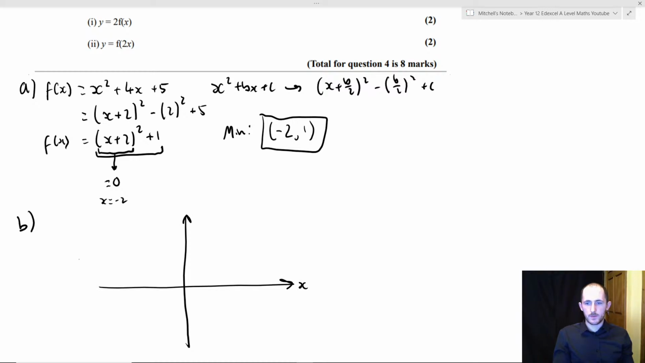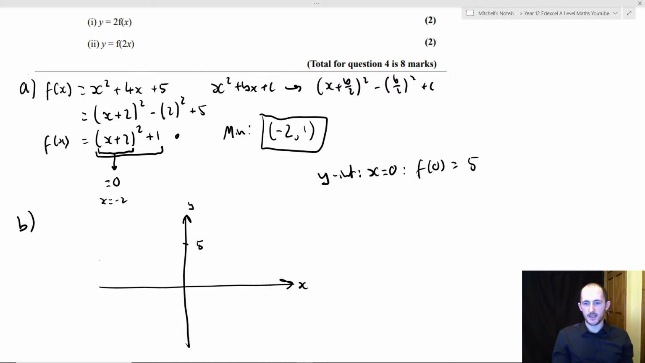X, Y. Okay, so we have the minimum point. There are no x-intercepts, right? And if you tried to work it out with this one, you'd get a math error because you have to put the 1 to the other side and square root it. You can't square root a negative number. But the y-intercept, all we need to do is sub in x equals 0. And if we look at that expression, I'm hoping you can see we have x squared is 0 squared, so 0. 4 times 0 is 0, plus 5 is just 5. Other way to do it is 0 plus 2 is 2. Squared is 4, plus 1 is 5. Either way, it crosses at 5.